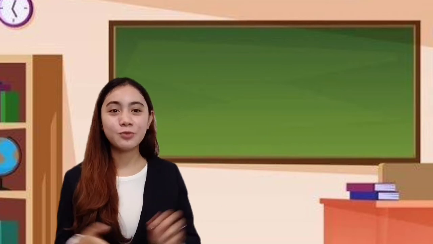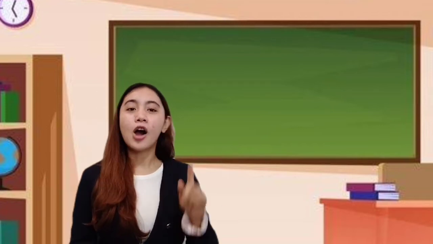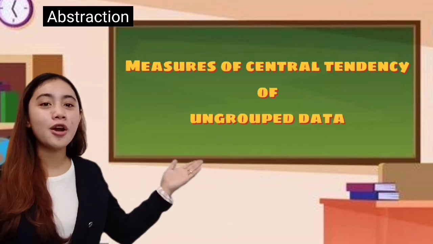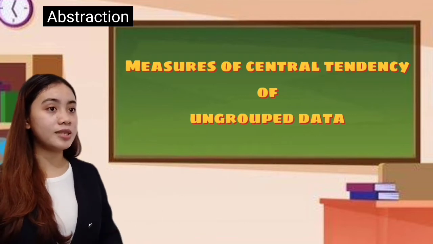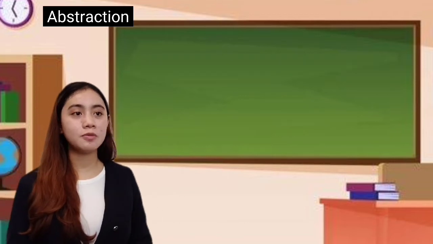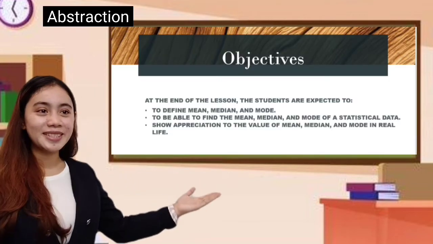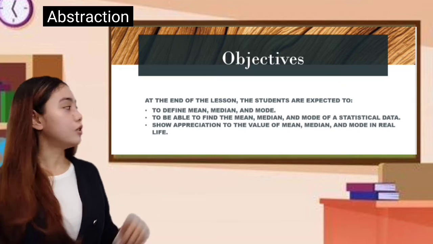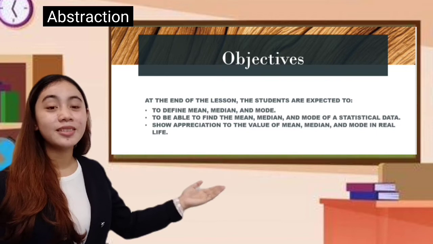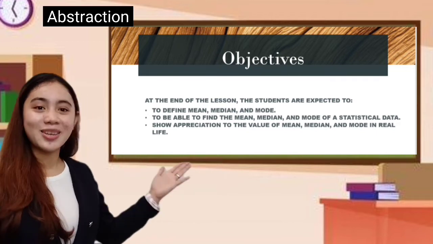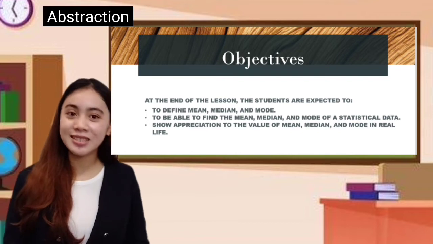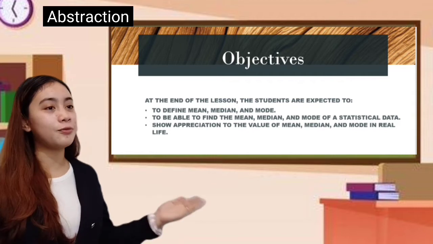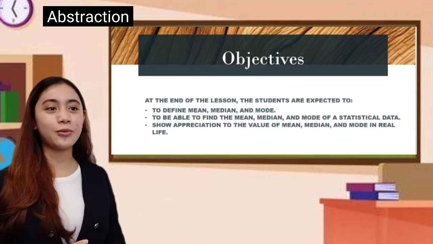So now, let us proceed to our discussion. Our topic for today is all about measures of central tendency for ungrouped data. But before we proceed, let us find out first what are our objectives. Everybody please read. At the end of the lesson, the students are expected to, number 1, define mean, median, and mode. Number 2, find the mean, median, and mode of a statistical data. And for the last one, show appreciation to the value of mean, median, and mode in real life.